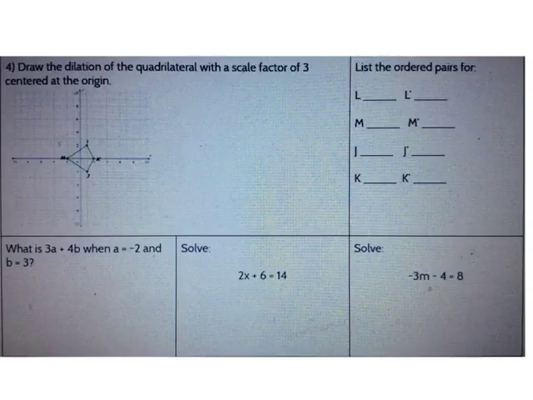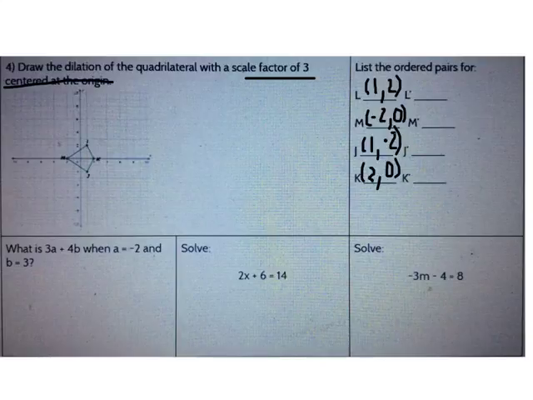Now let's draw the dilation of a figure. The scale factor is 3 and it's centered at the origin. First, what are the original ordered pairs for L, M, J, and K? L is located at 1, 2. M is located at -2, 0. J is located at 1, -2. And K is located at 2, 0.